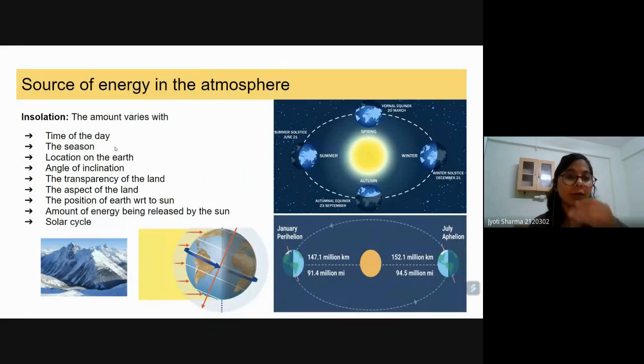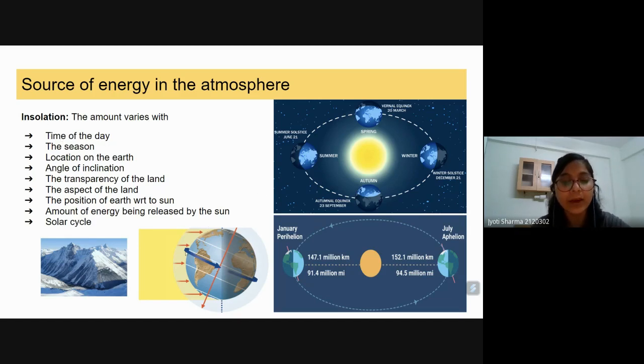Now let me talk about what is the source of energy in the atmosphere. We know that the ultimate source of energy is the sun itself. So we have the insolation, that is the radiation that is coming from the sun to the earth. That insolation is our source of energy in the atmosphere. But this insolation varies with the time of day.